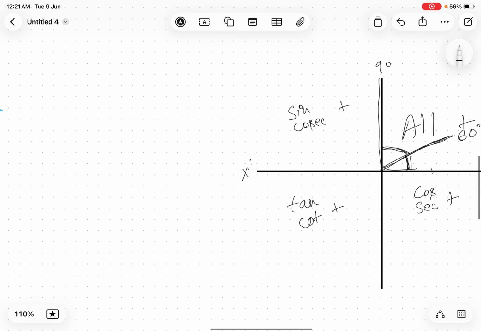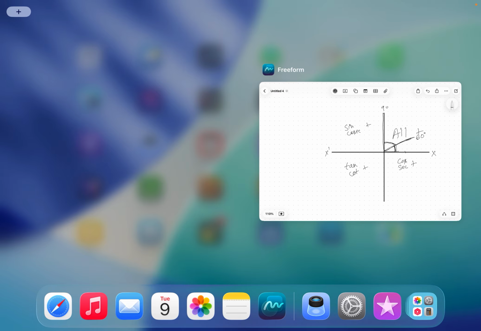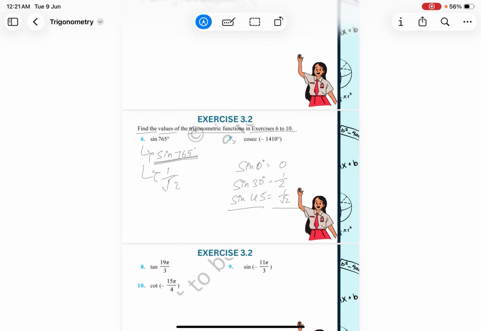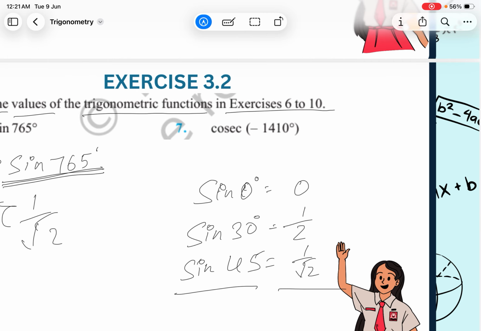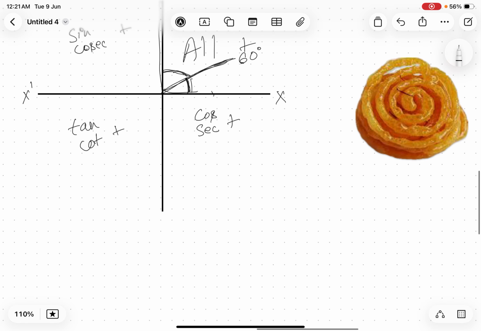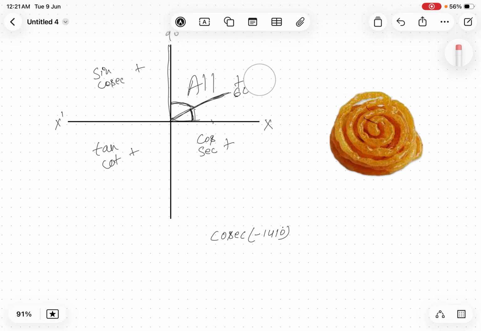Okay, let's attempt question number 2 and try to solve it. The second question is cosec minus 1410 degree. What is the value of this? Okay, I think I should clear this.